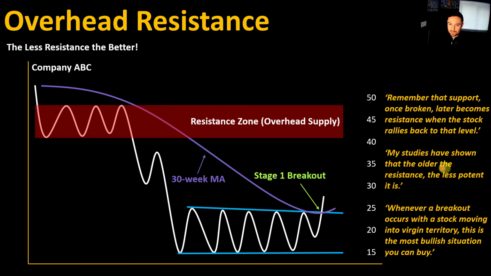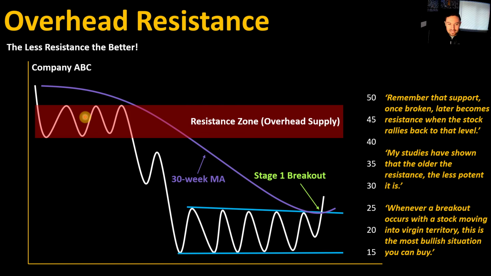My studies have shown that the older the resistance, the less potent it is. Whenever a breakout occurs with a stock moving into virgin territory, so 52-week highs, all-time highs, this is the most bullish situation you can buy, because nobody, especially at all-time highs, who owns a stock has a loss. No one is down on their position. Maybe a couple of day traders or scalpers, but the vast majority of holders have a profit. Fantastic. So what is overhead resistance?